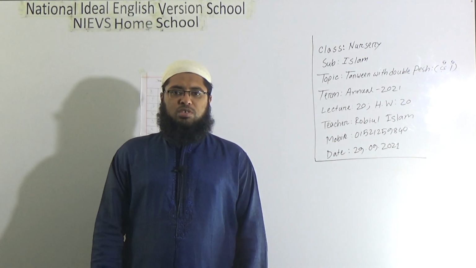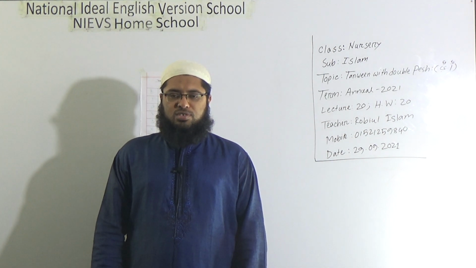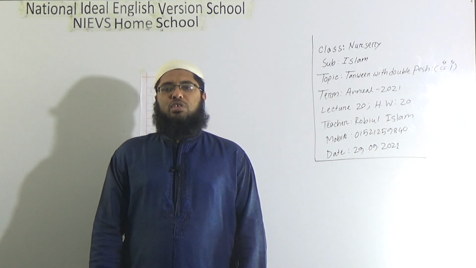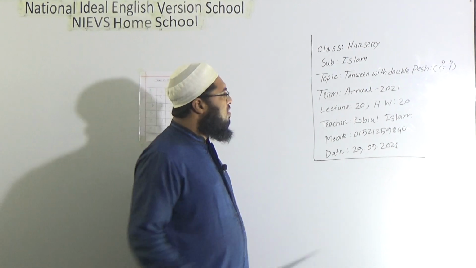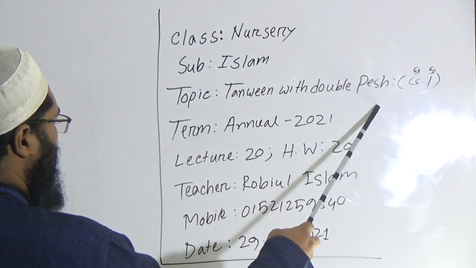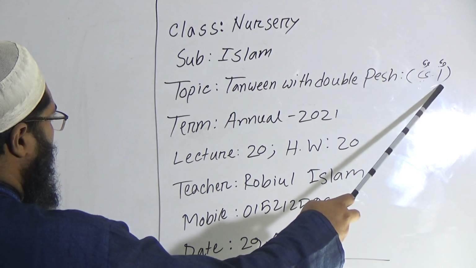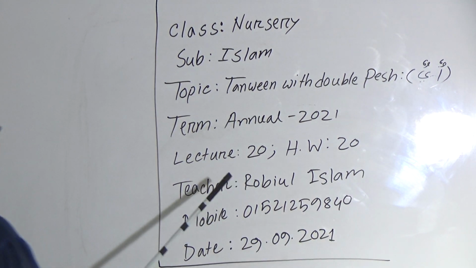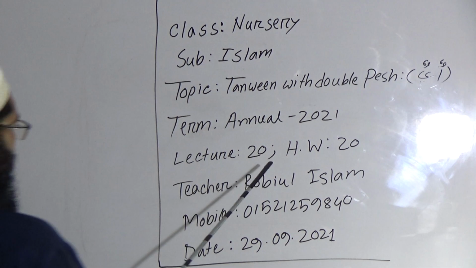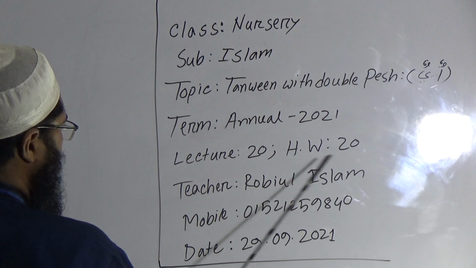This is Mr. Robiul Islam, Assistant Teacher of Islamic Studies of National Ideal English Version School, Morning Shift. Today I'm going to take an Islamic Studies class for class Nursery, and our today's topic is Tanween with double Pesh from Alif to Ya. That means from Hamza Dui Pesh Un to Ya Dui Pesh Yun. My dear students, today is our lecture number 20 and SW number 20, and today is our revised class.